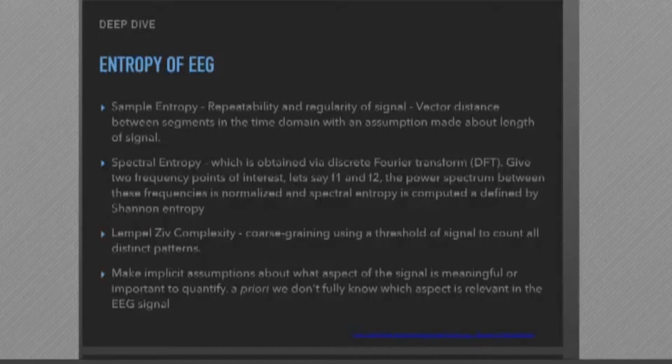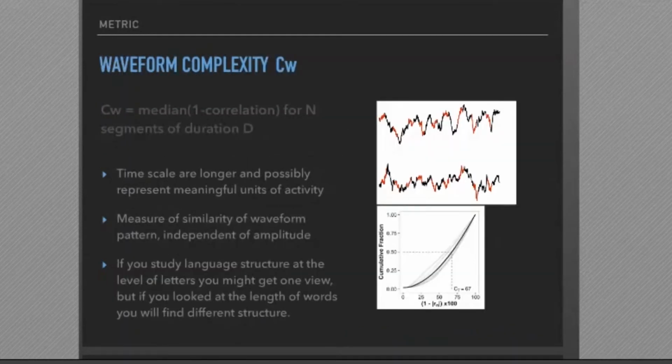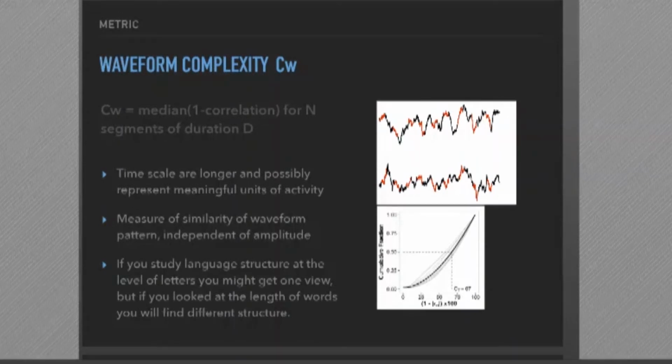And all these measures of entropy, which are being used in EEG today, make implicit assumptions either about the length of the signal or other such features. However, a priori, we really don't know what aspect of the EEG signal is that we are looking for. So this was our motivation to actually create and think about this metric called waveform complexity.